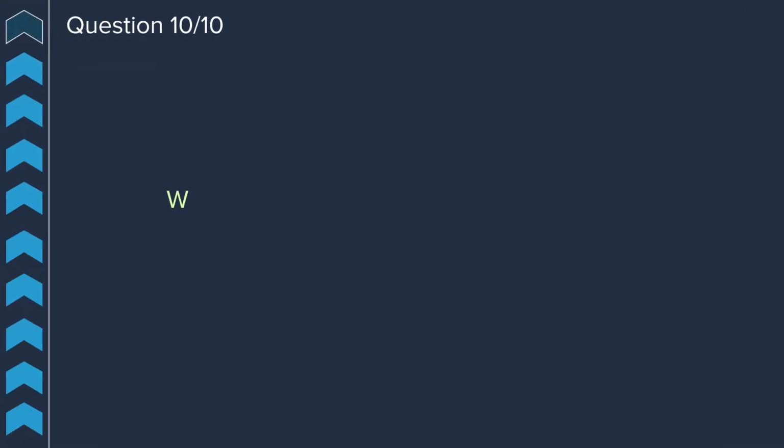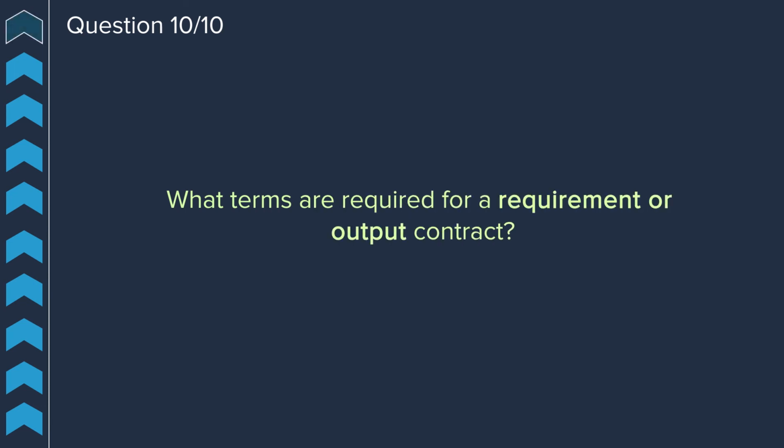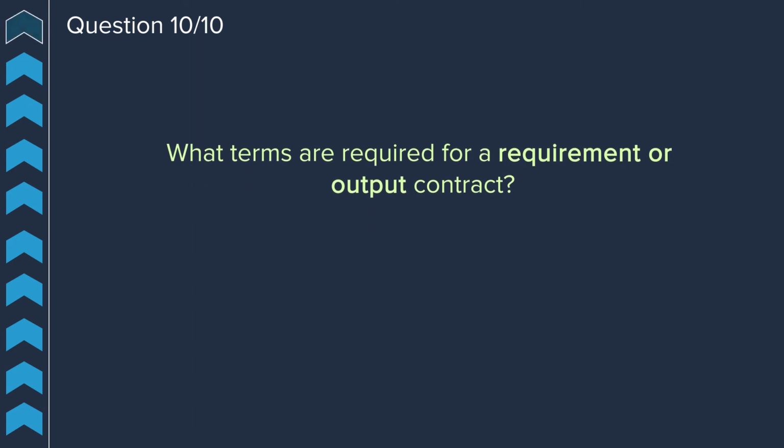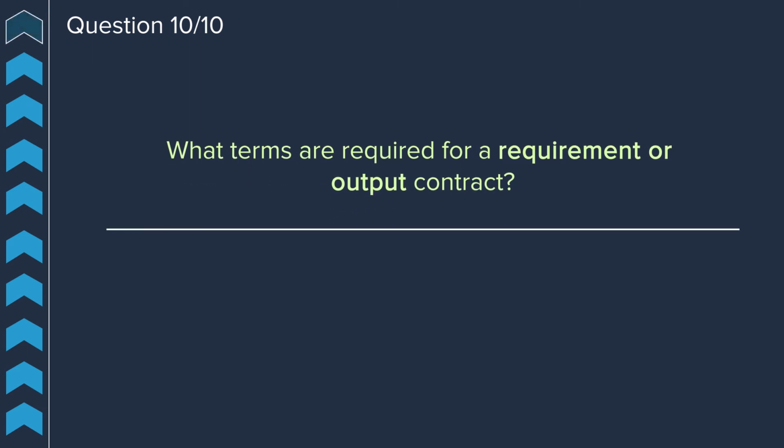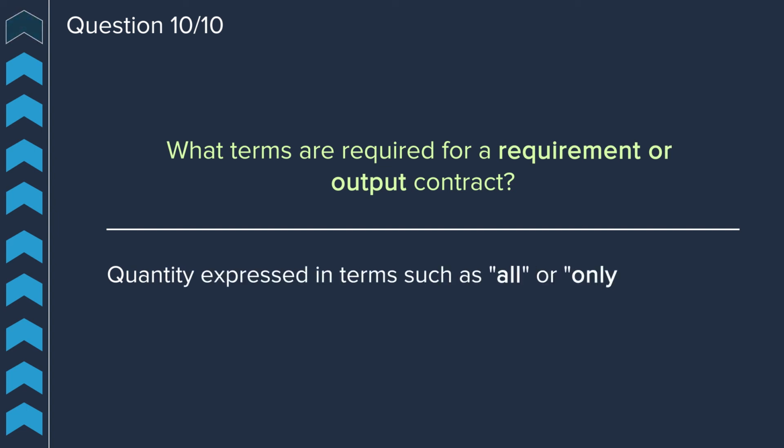Question 10. What terms are required for a requirement or output contract? A requirement or output contract must contain the quantity expressed in terms such as all, or only, or solely.